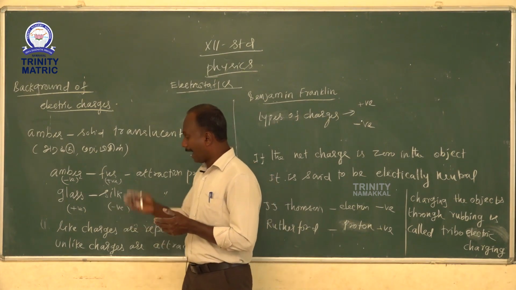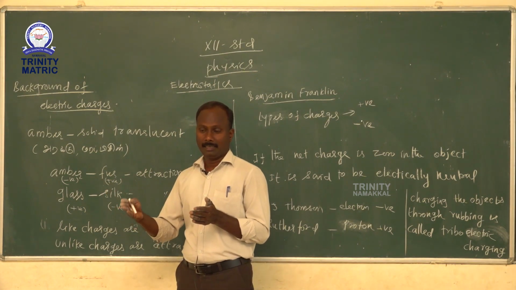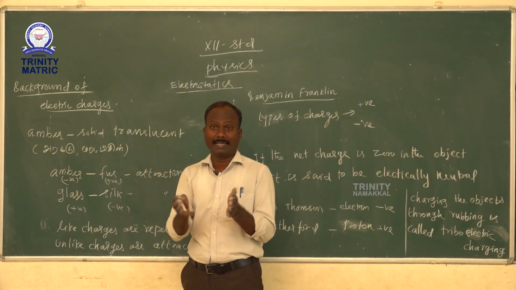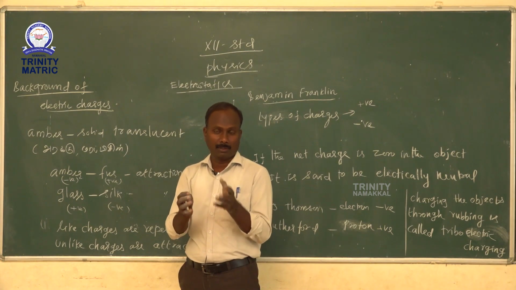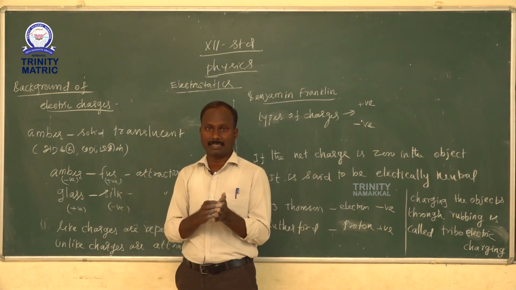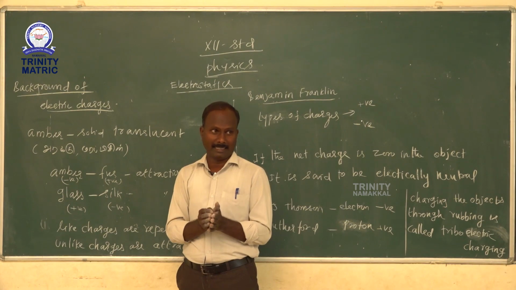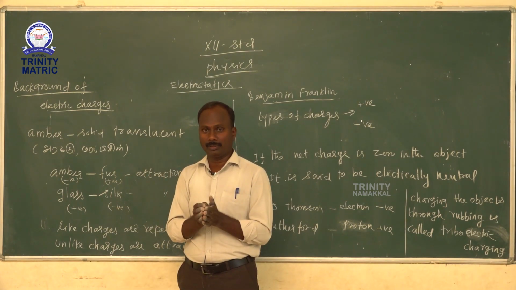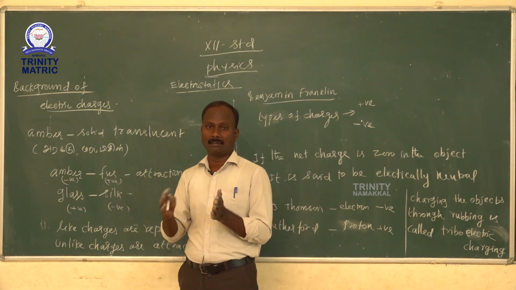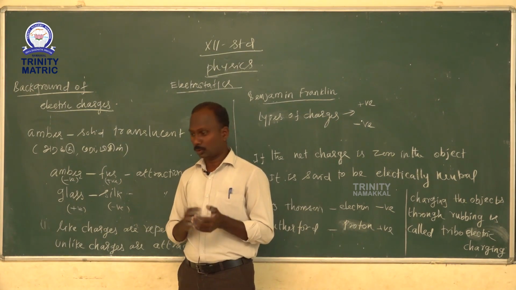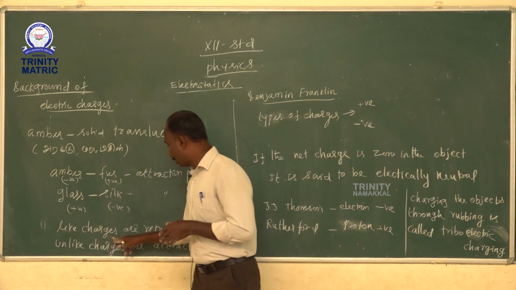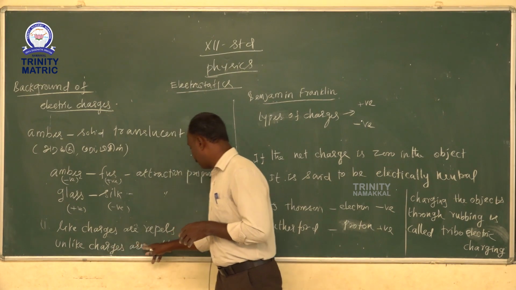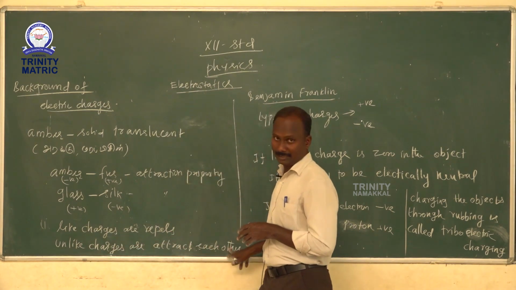Now, when the charged amber is kept near the glass rod, it will be attracted. So we concluded that opposite charges attract each other. The positive charge and negative charge attract each other, whereas like charges repel each other. So like charges repel, and unlike charges attract each other.